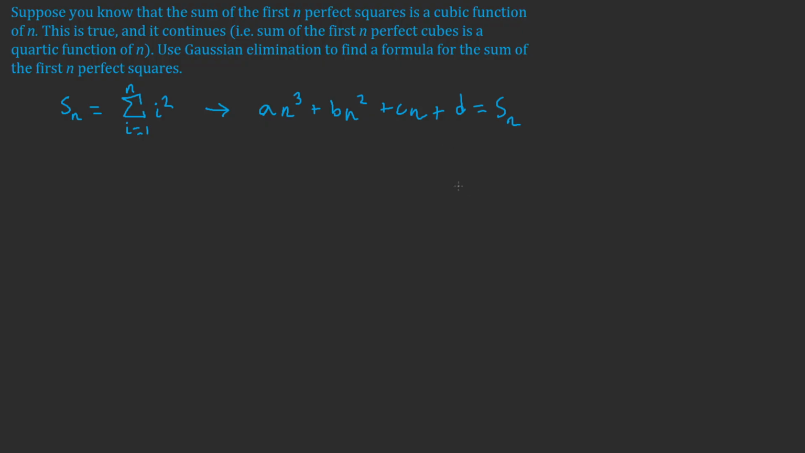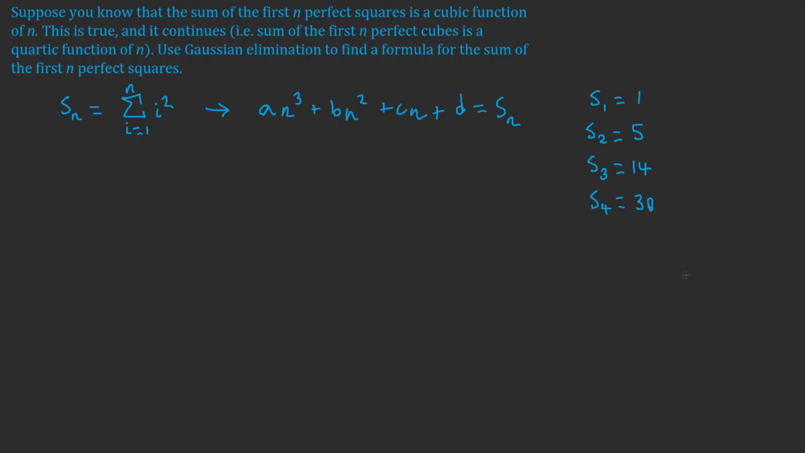And one way that we could do that is we see that there's 4 unknowns. And so we know we're going to need 4 equations. So let's just figure out 4 different values of S sub n. Obviously, S sub 1 is just going to be 1. S sub 2 is going to be 1 plus 4, which is 5. S sub 3 is going to be 5 plus the next one, which is 9, and so I'm going to get 14. And then S sub 4 is going to be 14 plus the next one, which is 16.